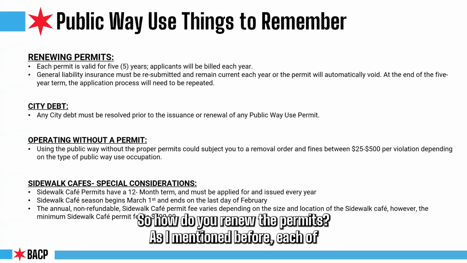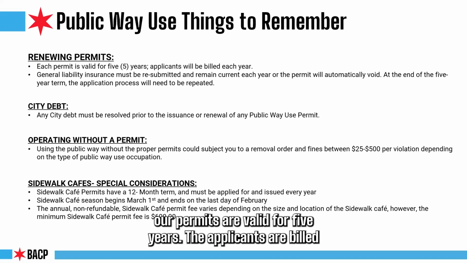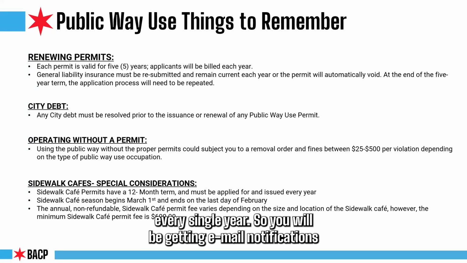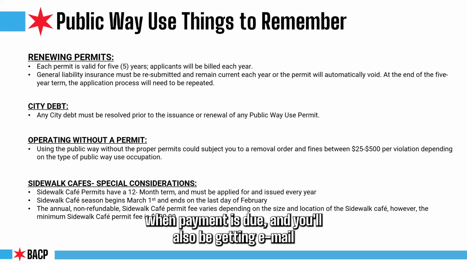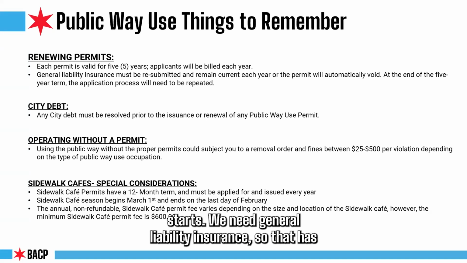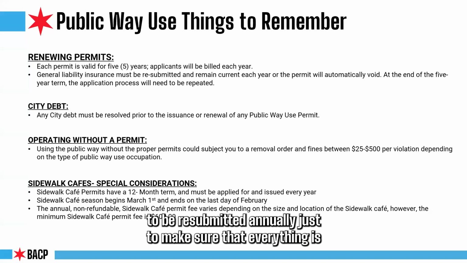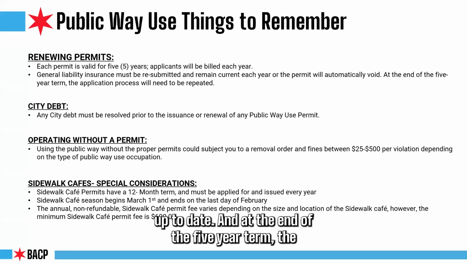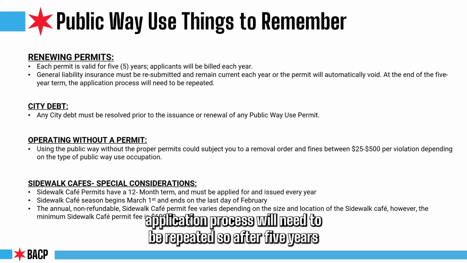So how do you renew the permits? As I mentioned before, each of our permits is valid for 5 years. The applicants are billed every single year. So you will be getting email notifications when payment is due, and you'll also be getting email notifications if payment isn't made once the billing cycle starts. We need general liability insurance, so that has to be resubmitted annually just to make sure that everything is up to date. And at the end of the 5-year term, the application process will need to be repeated.